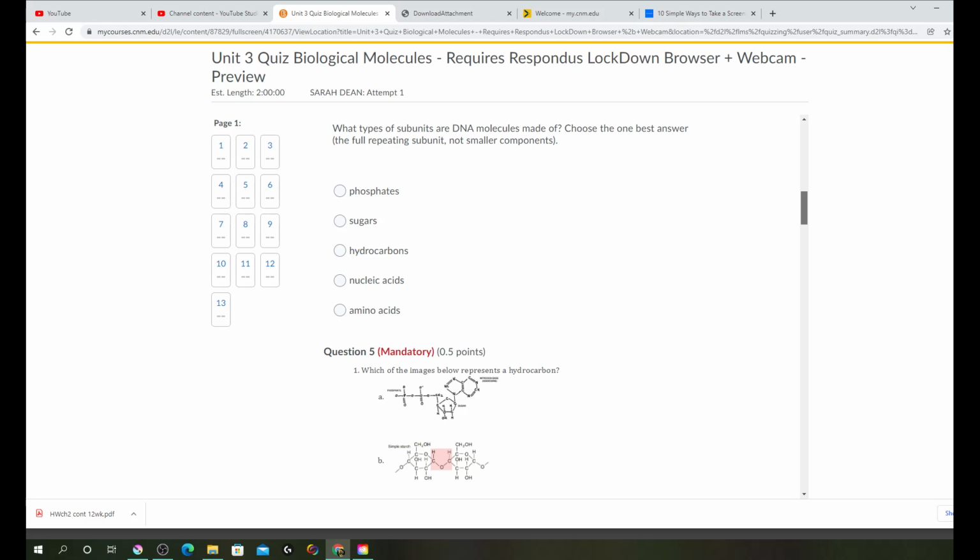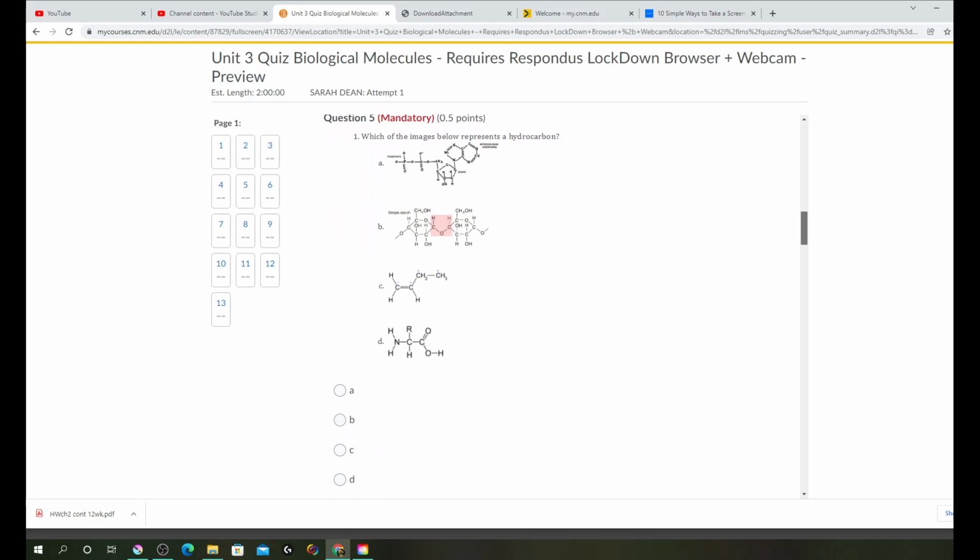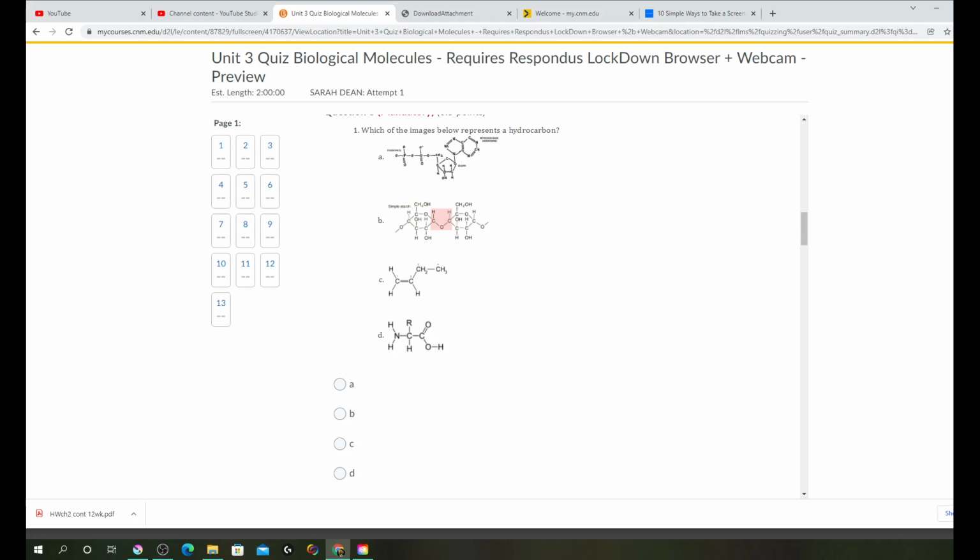Okay. Then we have, which of the images below represents a hydrocarbon? Hydrogen and carbon is just hydrogen and carbon. So if there's other things in it, like here you have nitrogen, that's not a hydrocarbon. And you have phosphorus and oxygens and hydroxyl groups. By the way, this isn't a nucleic acid and a nucleotide. Okay. This is not a hydrocarbon because look at all these hydroxyl groups and oxygens and such.